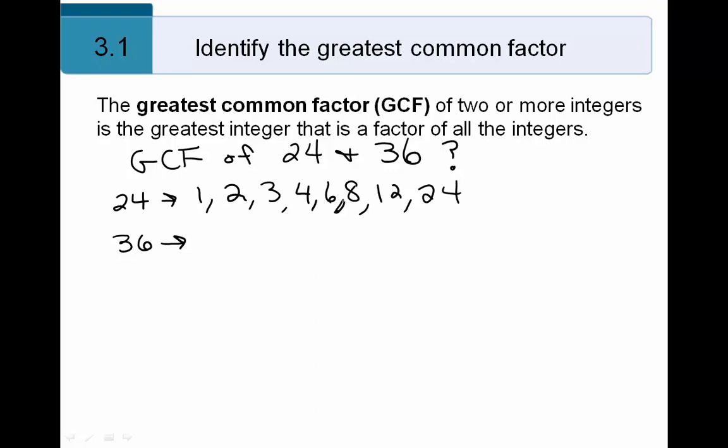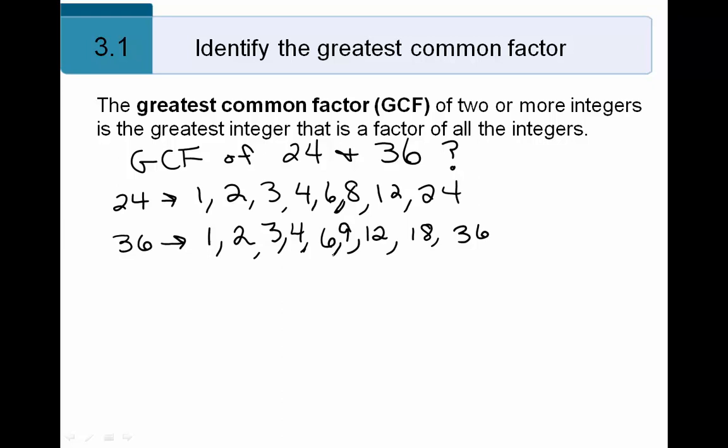And we'll do the same for 36. We know 1 multiplied by 36 is 36. We know 2 multiplied by 18 is 36. We know 3 multiplied by 12 is 36. We know 4 multiplied by 9 is 36. And we know that 6 multiplied by 6 is 36.